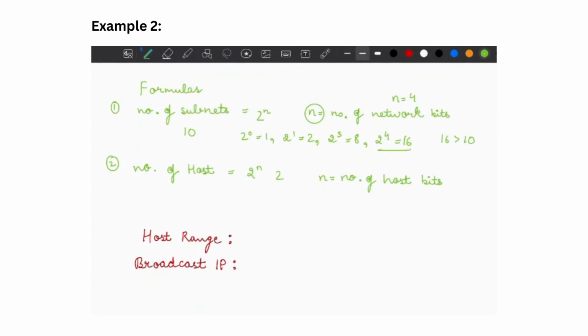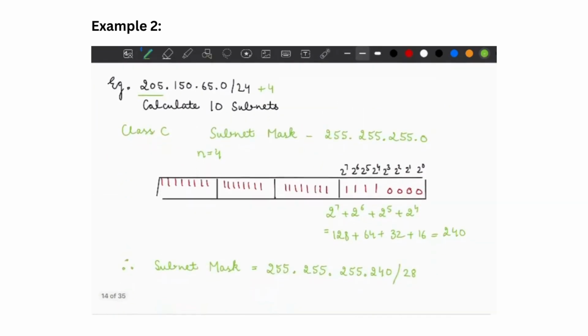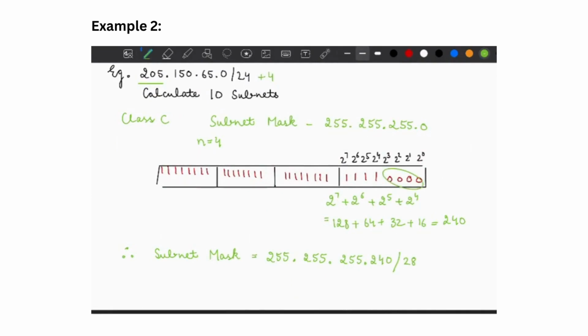So how to calculate the host range? So number of hosts we'll calculate first, which are going to be 2 raised to the power n minus 2, where n is 4 here. So the number of hosts are going to be 2 raised to the power 4 minus 2, which is going to be 16 minus 2. So the number of hosts we have are 14. Here 4 are the network bits and 4 are the host bits.